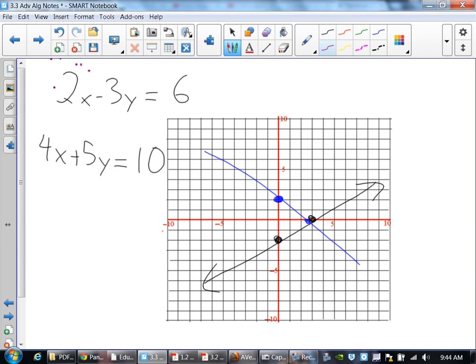Wait, so how do you know that they're on the zero? Like, how do you know which one? I choose zero because I don't have any. Anything times zero is zero. I was confused because you covered up the 4x, so it'd be 5 times 2.